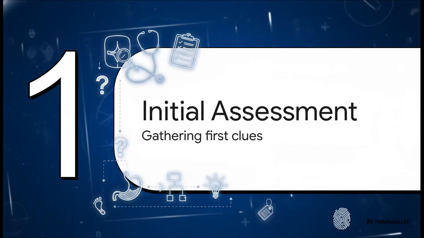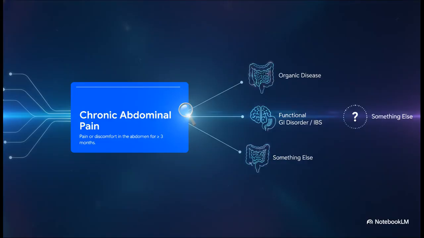Phase 1, the initial clinical assessment. Think of this as gathering our very first clues at the scene of the crime. But before we investigate, we've got to define our parameters. Chronic abdominal pain is officially defined as pain or discomfort in the abdomen that has been present for 3 months or longer. 3 months. When a patient hits that mark, boom, our algorithm triggers. We immediately have to start considering whether the primary suspect is an organic disease, a functional GI disorder like IBS, or maybe something else entirely.